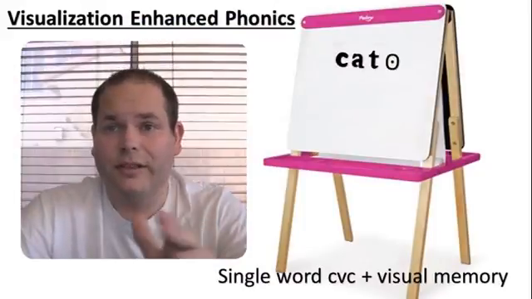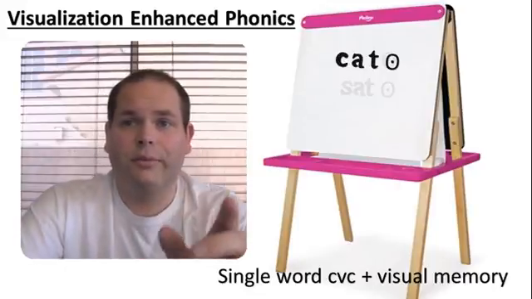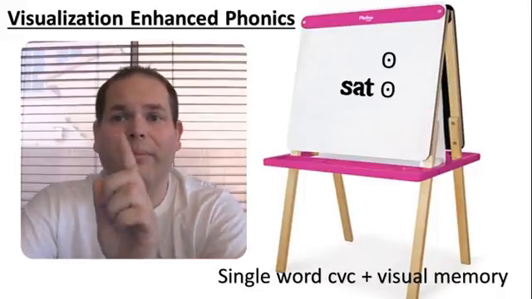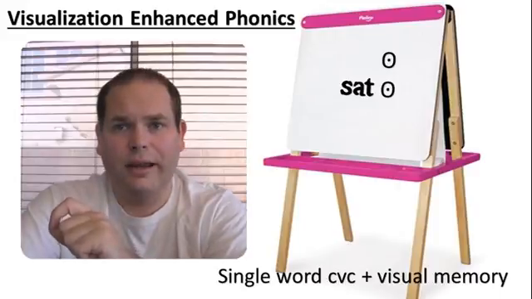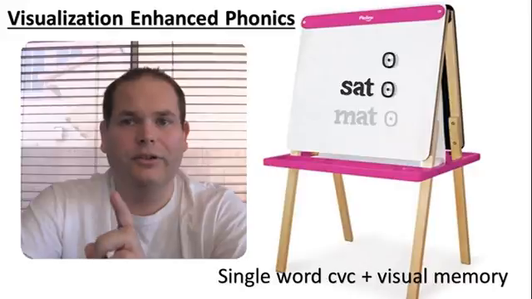Using explicit phonics, say the word cat, see it in our head. Next step, we're going to say the word sat and see it in our head. Then I'm going to go back and point to the eyeball and say, hey, what did you see? And they should be able to say cat. Great. Okay, so now I'm moving on to the next one. We say the word mat, visualize a mat.